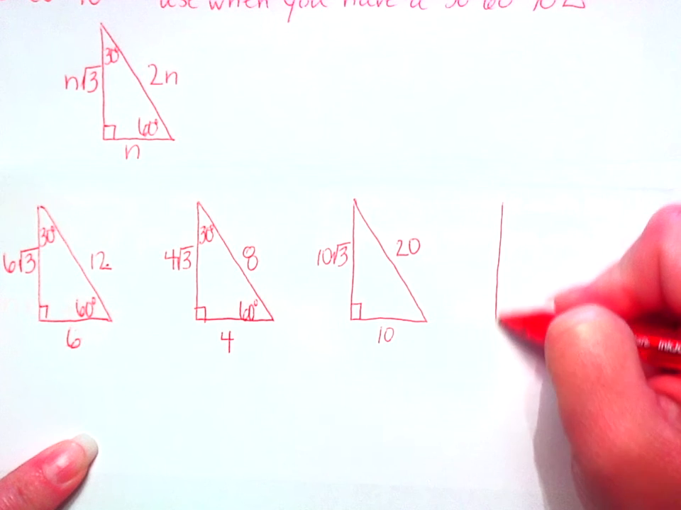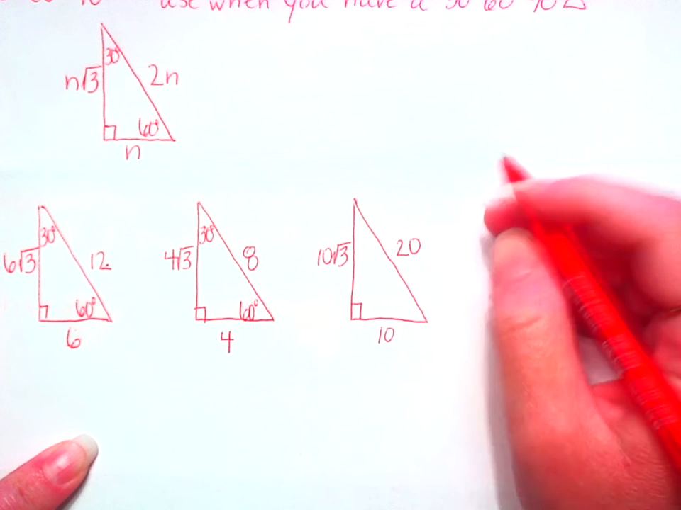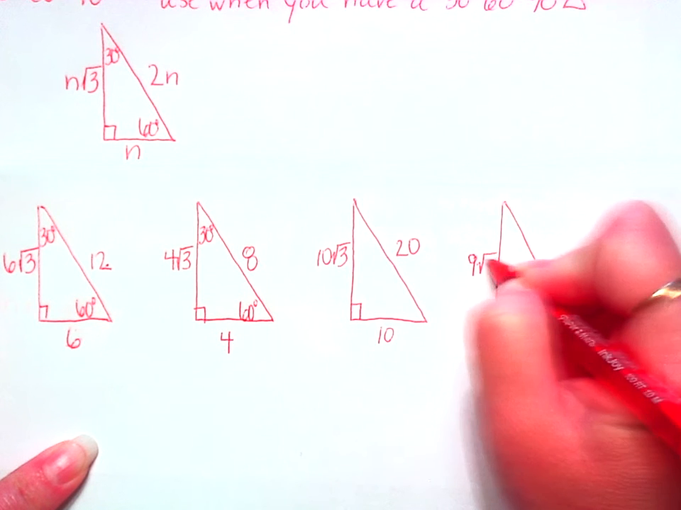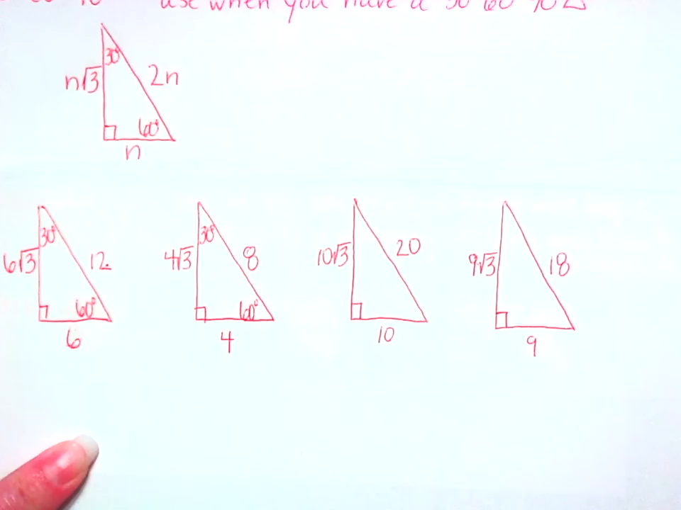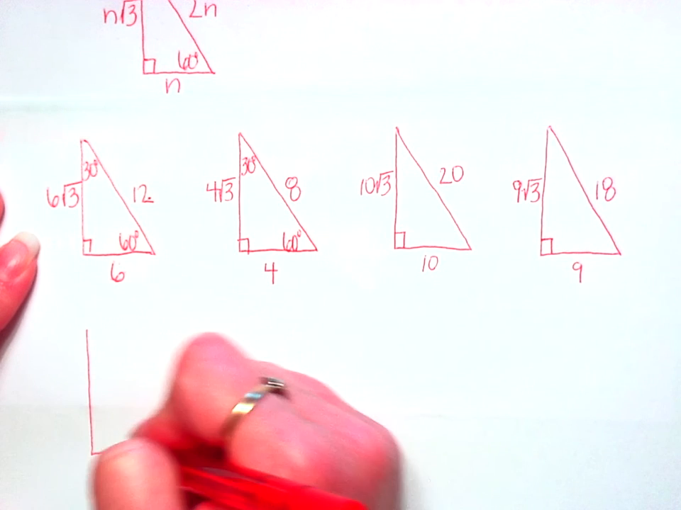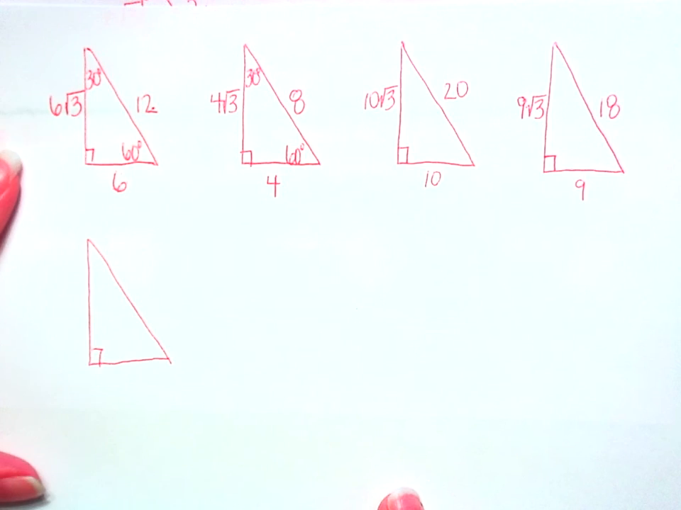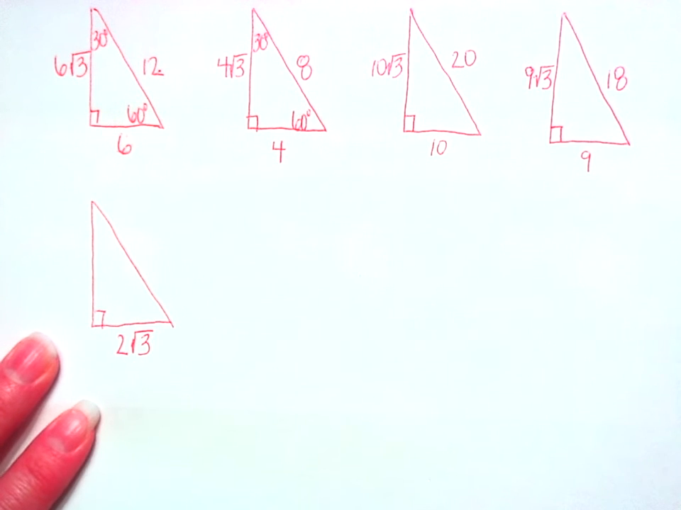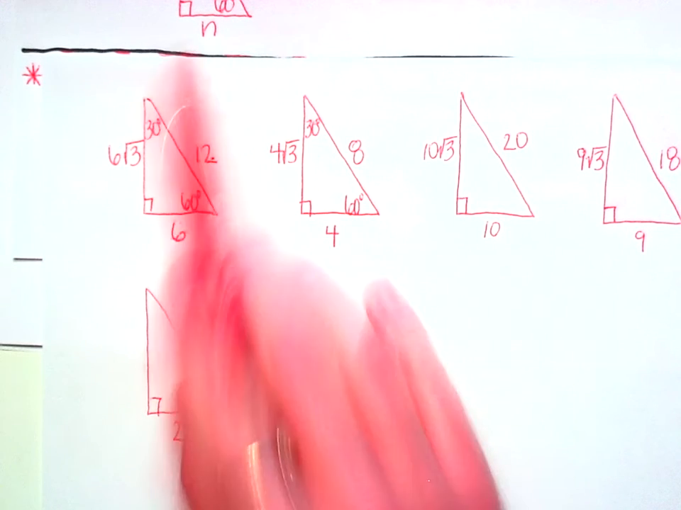Okay, and sometimes they'll give you this side. Let's say it's 9 square root 3. Well, then this side's 9, and this side is 2 times that, 18. Okay, where it gets tricky is when this is like 2 square root 3. Okay, because remember, n can be anything. This n can be a whole number, a decimal, a fraction, a square root, can be anything.